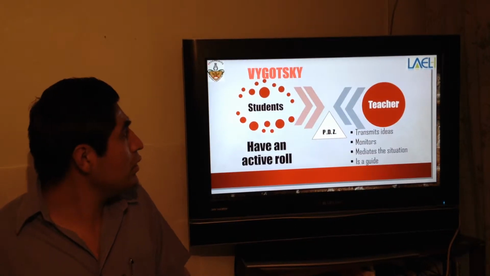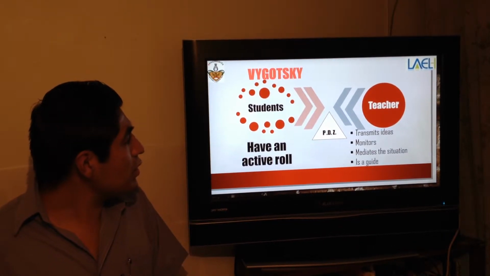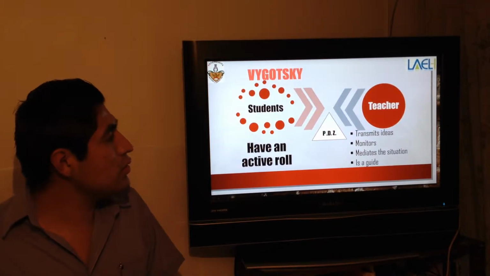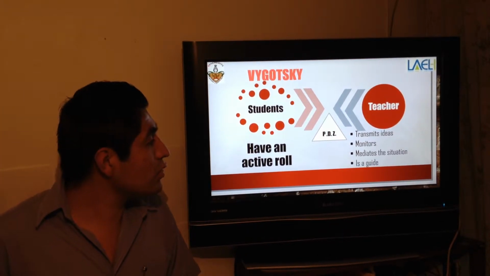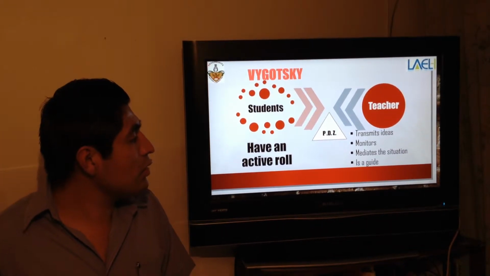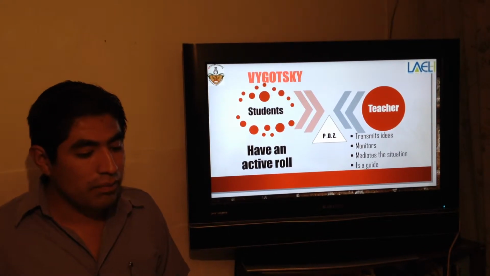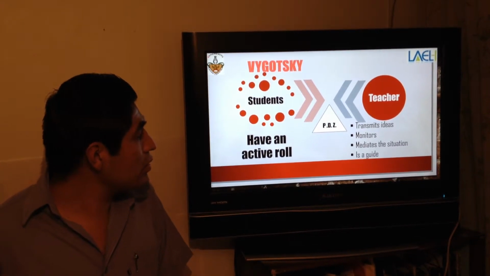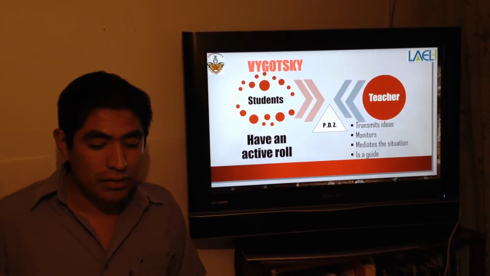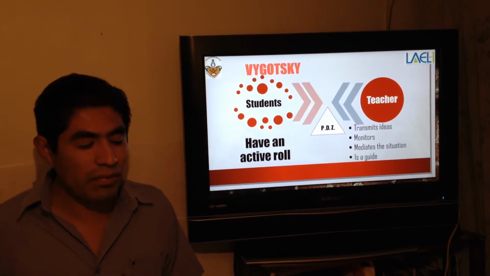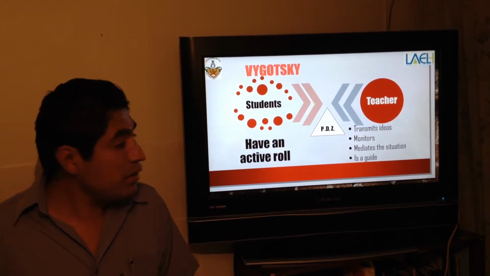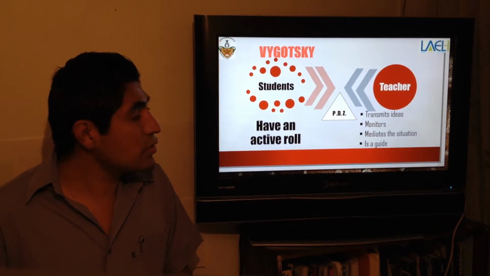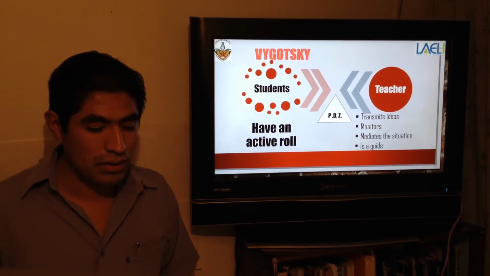Number 4 is Vygotsky. Well, Vygotsky says that students have an active role and the teacher just transmits ideas, monitors, mediates the situation, and is a guide. Vygotsky has an environment. This environment is called ZPD, that is Zone of Proximal Development. And in this process, we have double feedback. Teachers receive feedback and also students do.